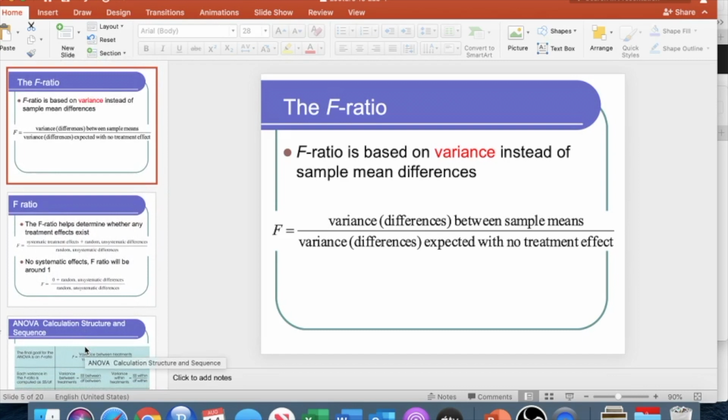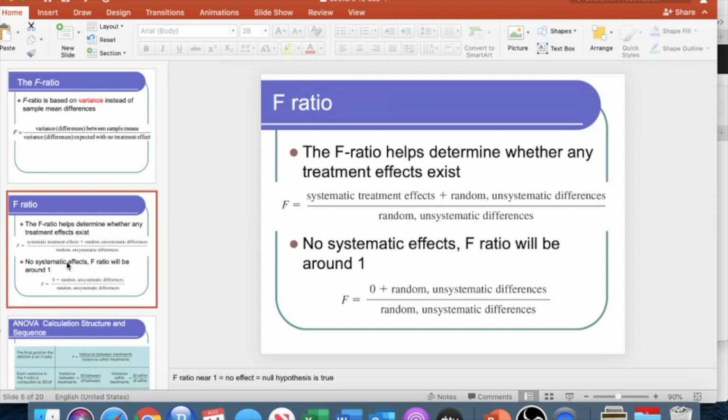So for the F ratio, it's organized in the way where we're looking at the variance between sample means as the numerator, and then the variance expected with no treatment effect as the denominator. So what that looks like is our F ratio. The numerator is broken down into systematic treatment effects plus random unsystematic differences. So random unsystematic differences are just naturally occurring differences that exist in any population.